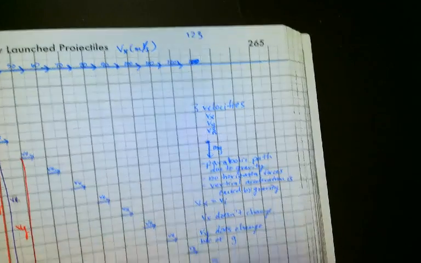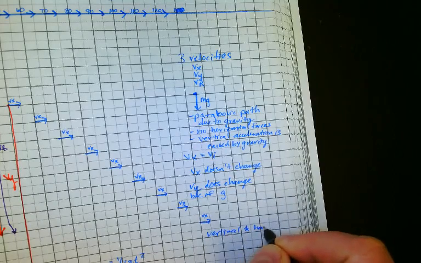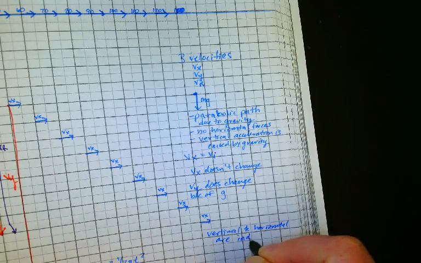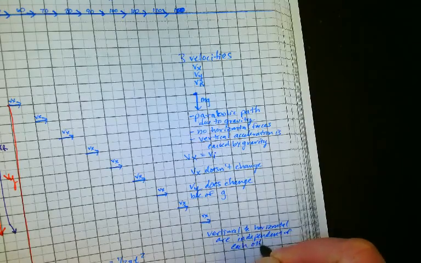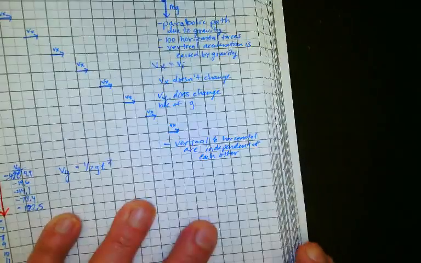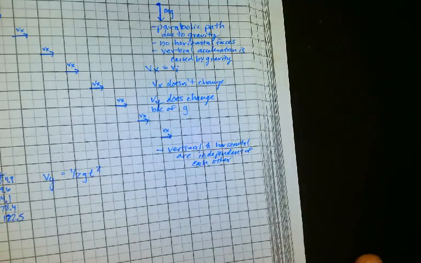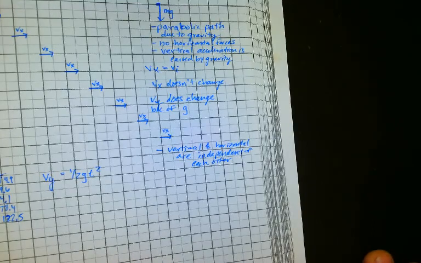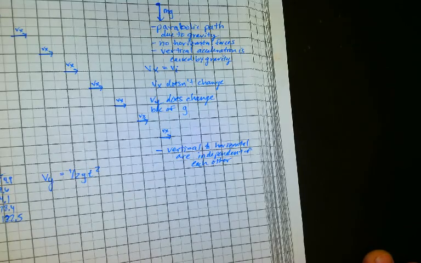Notice the vertical and horizontal motion are independent of each other. You see that? So your Vx's and your Vy's are not connected at all. You can pluck out the Vx and talk about them. They are not dependent on each other. So you can mess around with the Vy all you want. Vx is always going to stay the same. Okay?